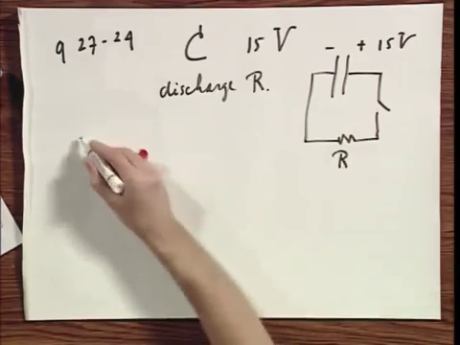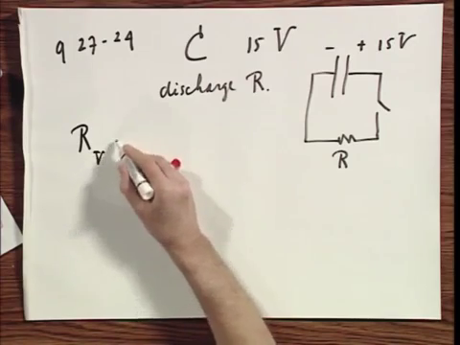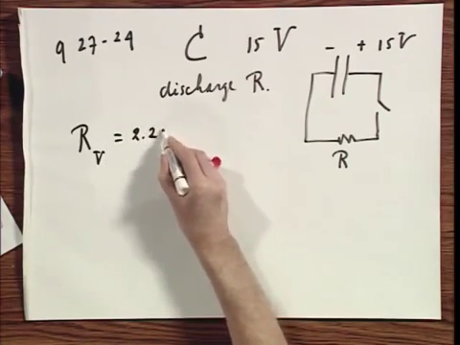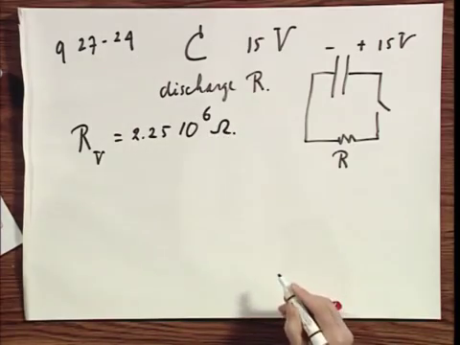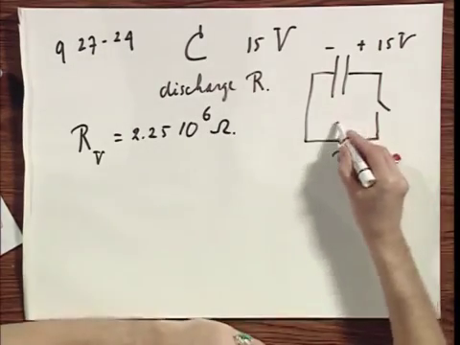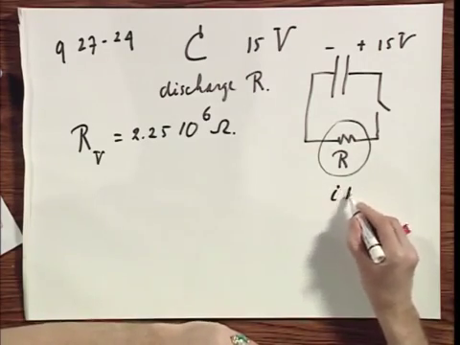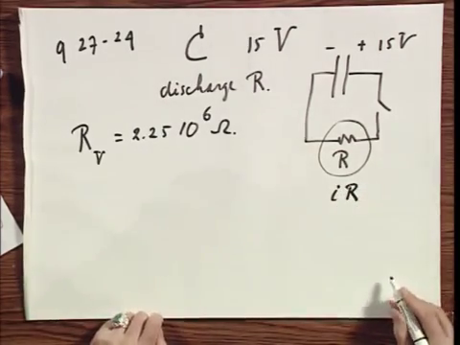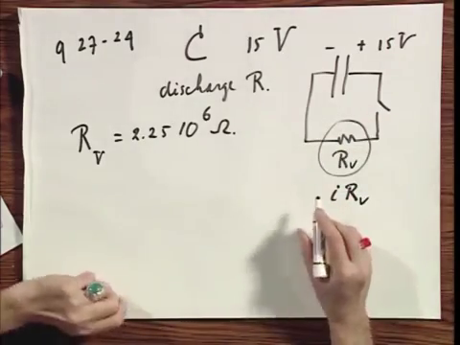Now this R is part of a voltmeter, I shall call it R of V, and that is 2.25 times 10 to the 6 ohms. And what the voltmeter indicates, this is really a voltmeter, is of course the product of the current through the voltmeter times the resistance of the voltmeter. So that's what the reading will show you.